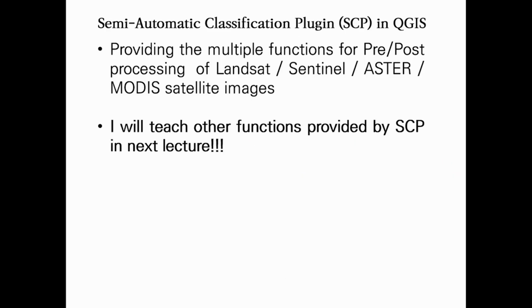I will explain the Semi-Automatic Classification plugin. It is usually called SCP. SCP is a plugin of QGIS providing multiple functions for pre or post processing of Landsat, Sentinel, ASTER, and MODIS satellite images. Since it is a very useful tool for processing and analysis of these satellite images, I will teach other functions provided by SCP in the next lecture.